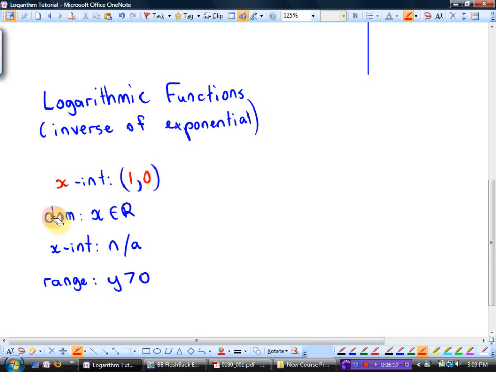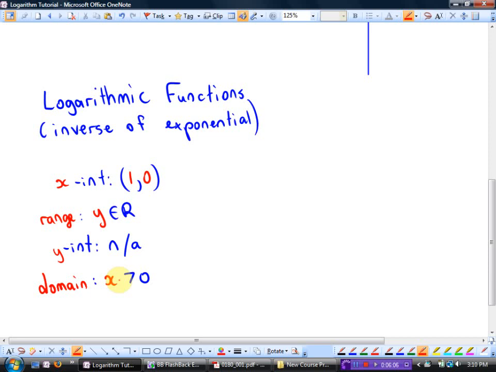Domain? Nuh-uh. No y-intercept. Not range. Domain. x is greater than 0. Have I made a mistake yet? Whew.